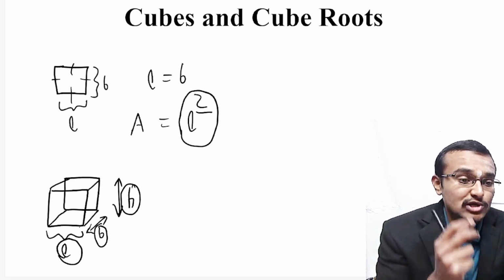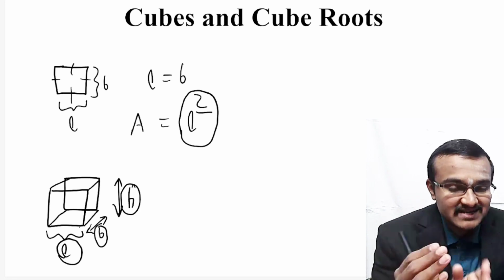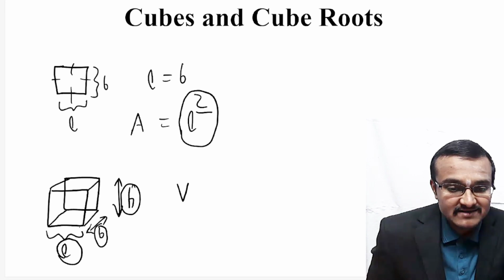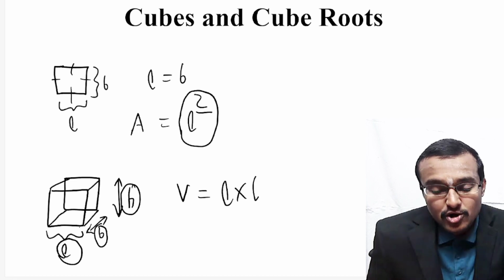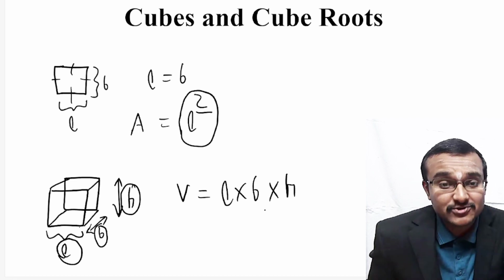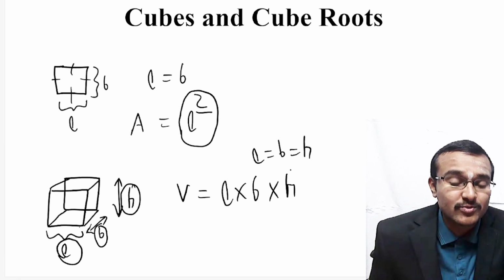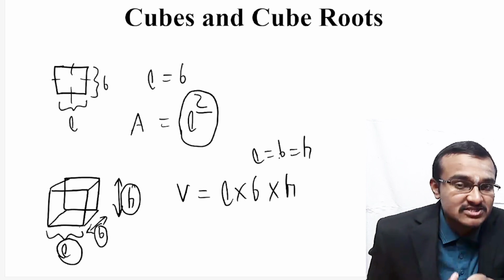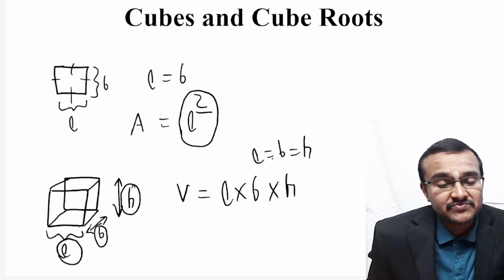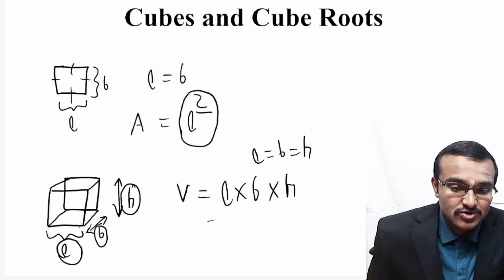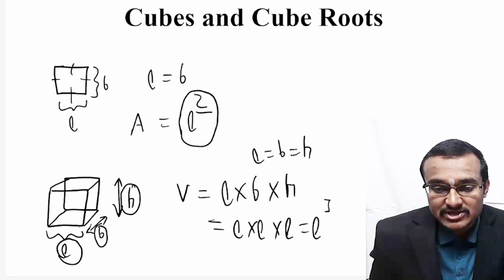Like how much volume that cube is actually occupying in a space. So to understand that, we can calculate the volume of that particular cube. The volume of a cube or a cuboid will be length into breadth into height. Since the length, breadth and height of a cube are the same, just like in a square, length and breadth are the same, in a cube all three are equal to each other. So I can easily write this as L into L into L, which is L cube.